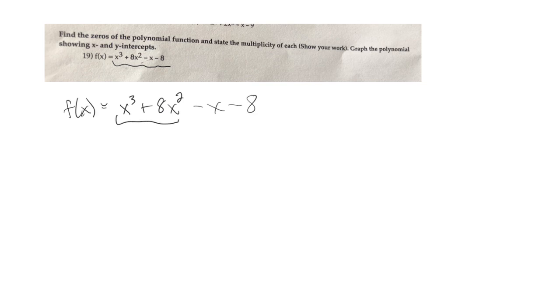And I'll group factor this and this. So I'll factor out an x squared, leaves me with an x plus 8. Then, because there's a minus here, I'm going to factor out a minus 1. And this will change this stuff to a positive x, and it'll change this to a positive 8.